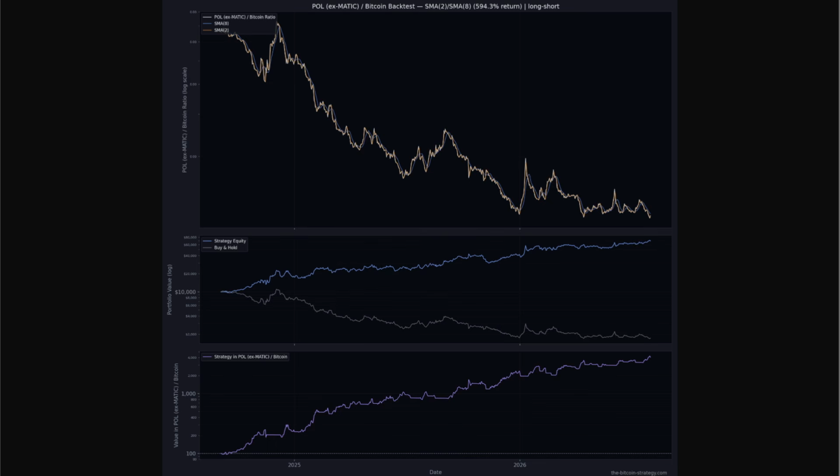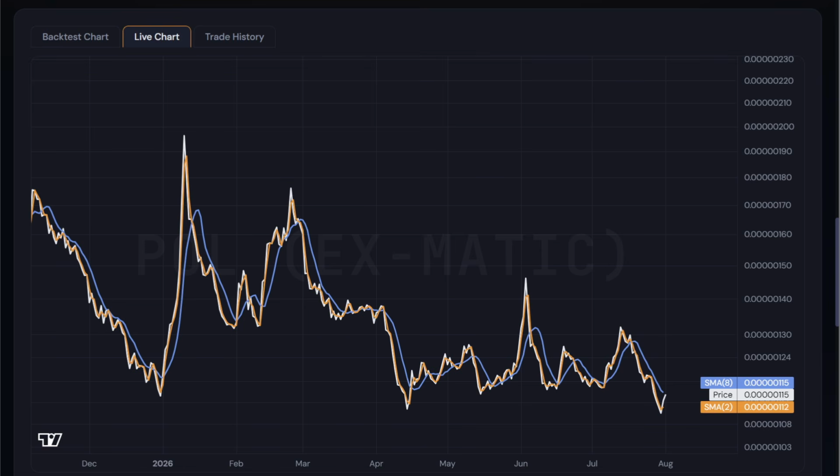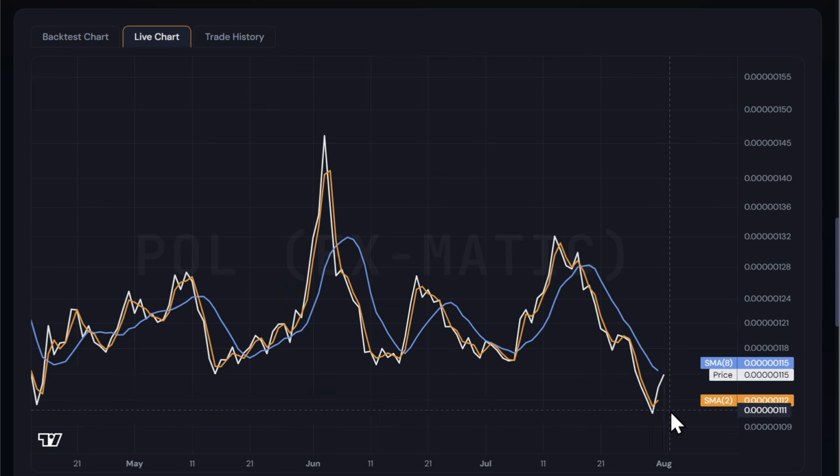So this is a very nice long-term consistent trading strategy. And this is where we are right now. The 2-day simple moving average is still below the 8-day simple moving average. In other words, we still want to wait until we see a clear turnaround. Polygon relative to Bitcoin has to outperform over the next days by roughly 3 to 4%.